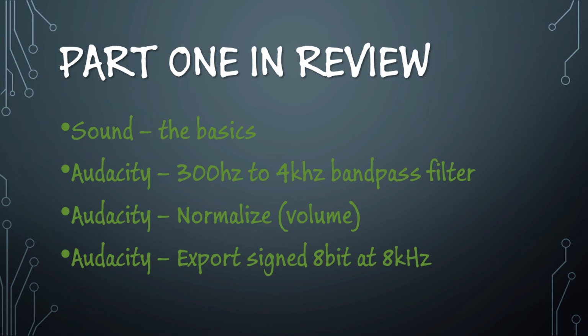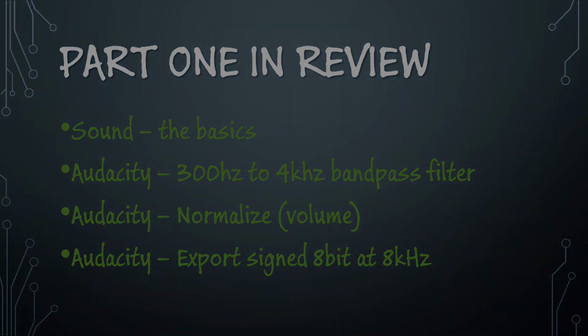In part 1, we used Audacity to record our speech sample, filter it to just the frequencies between 300 Hz and 4000 Hz, which encompass human speech. We normalized it to take up the full volume range, and finally we exported it as a signed 8-bit file at an 8 kHz rate. Remember, we need our sample rate to be at least twice as high as the highest frequency we want to reproduce. This is called the Nyquist value.